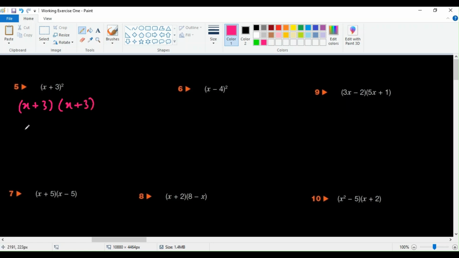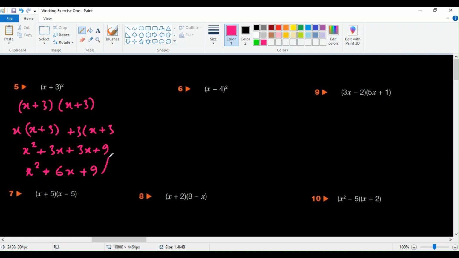Something like this. So I will write x plus 3 two different times this way with a space in between, and I will write x here and plus 3 here. So this is going to give us x squared plus 3x plus 3x and plus 9. So this is going to give us plus 6x plus 9 as a final answer for this question.